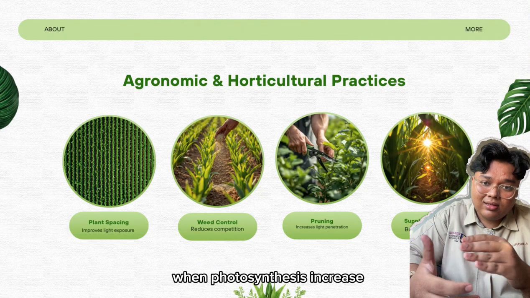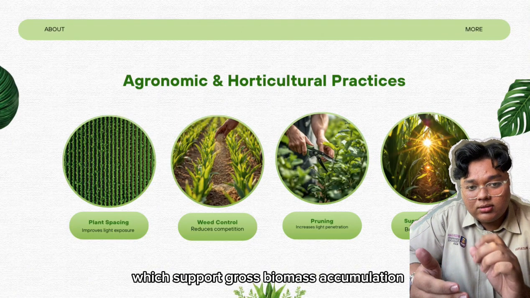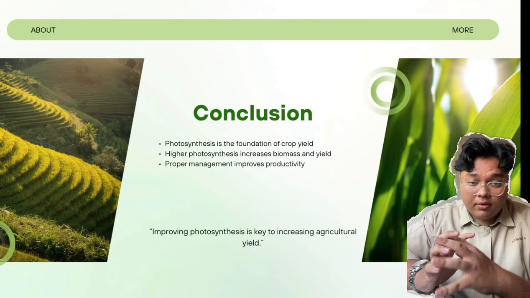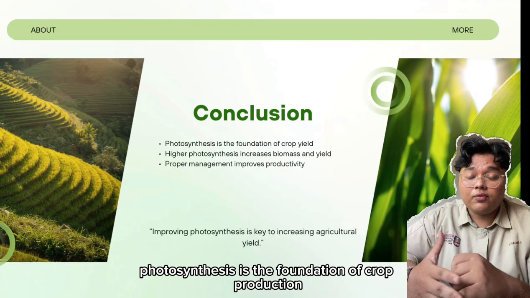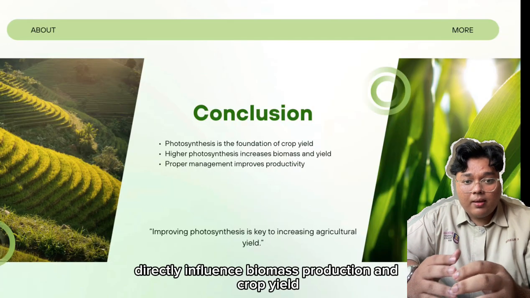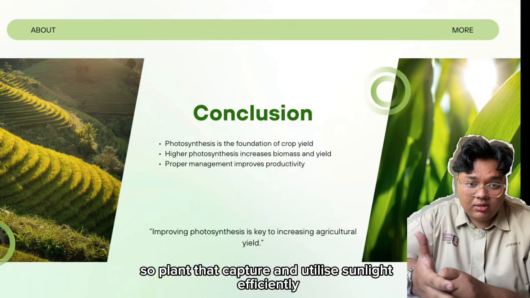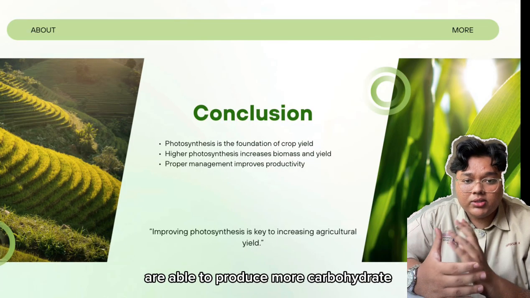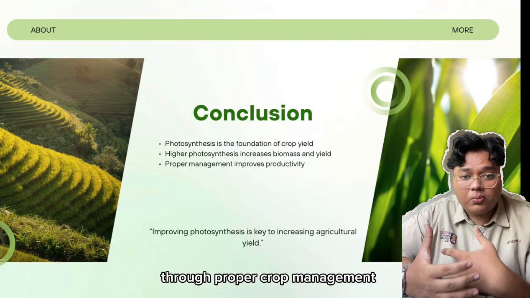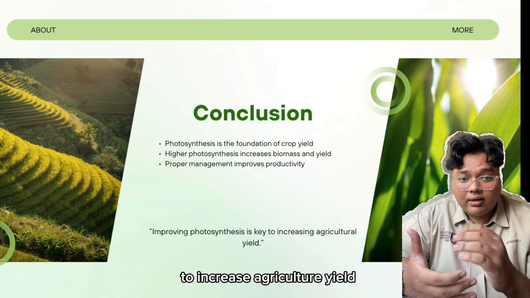When photosynthesis increases, plants produce more glucose and carbohydrates, which support growth, biomass accumulation, and ultimately higher crop yield. For the conclusion, photosynthesis is the foundation of crop production. The rate of photosynthesis directly influences biomass production and crop yield. Plants that capture and utilize sunlight efficiently are able to produce more carbohydrates, resulting in better growth and higher productivity. Therefore, improving photosynthesis through proper crop management is one of the most effective ways to increase agricultural yield.